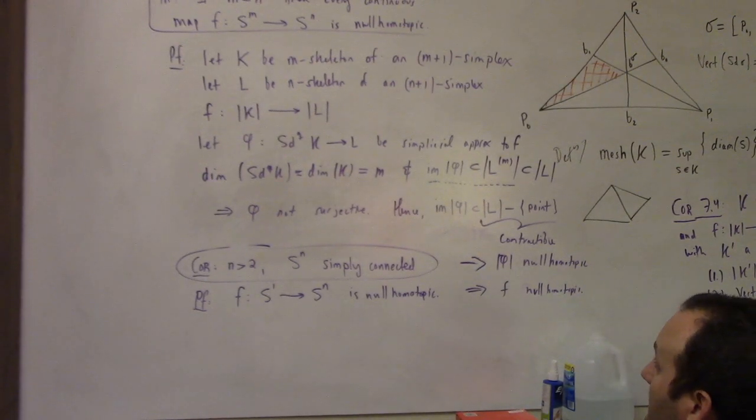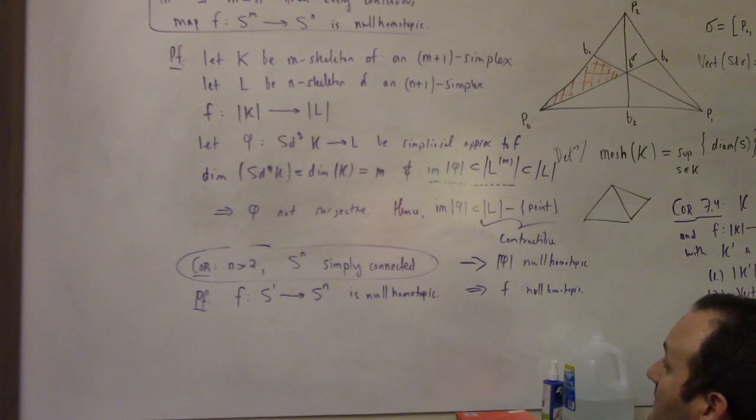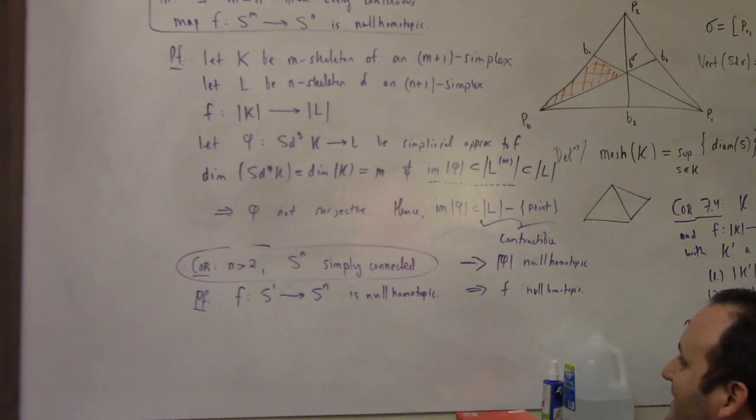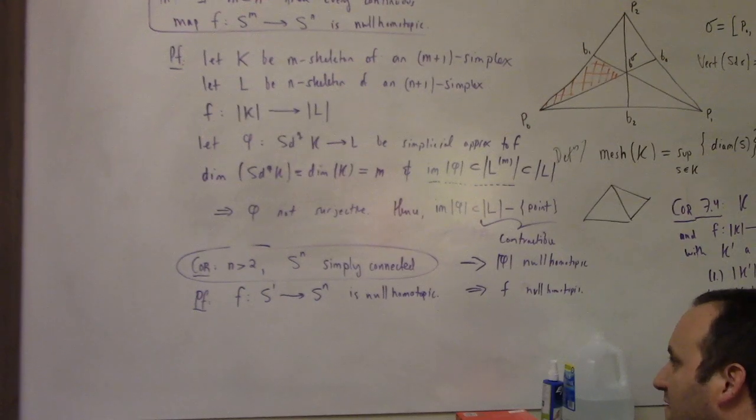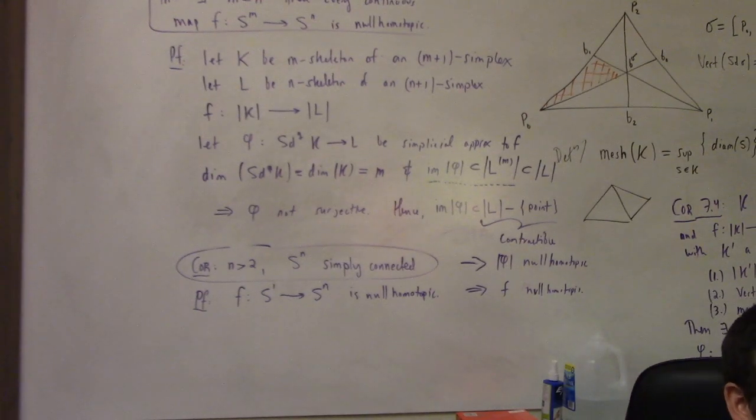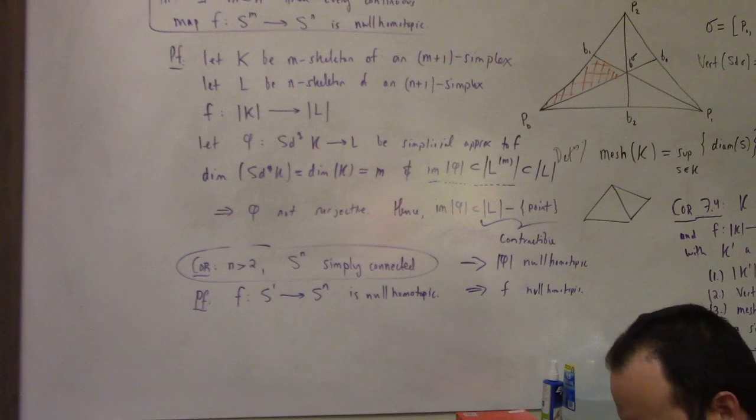But then by the theorem above, certainly 1 is less than n if n is greater than or equal to 2. The circle is really special, isn't it?